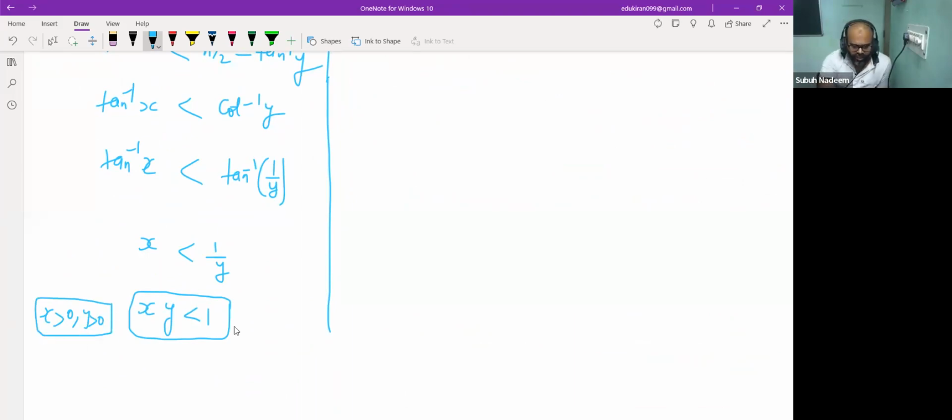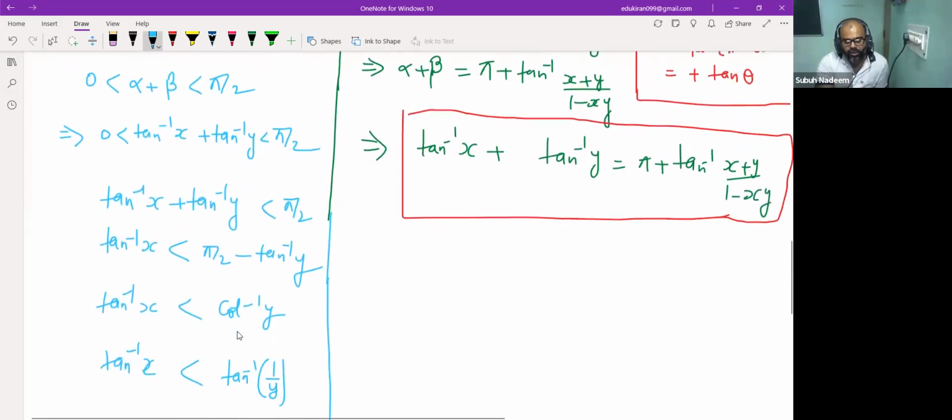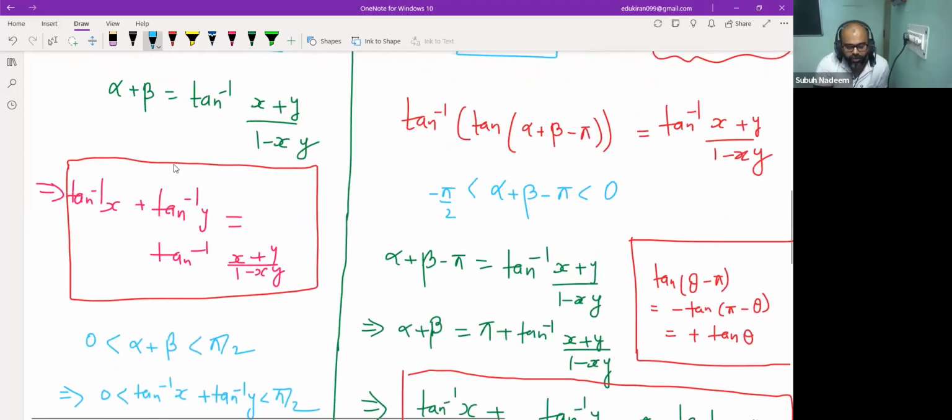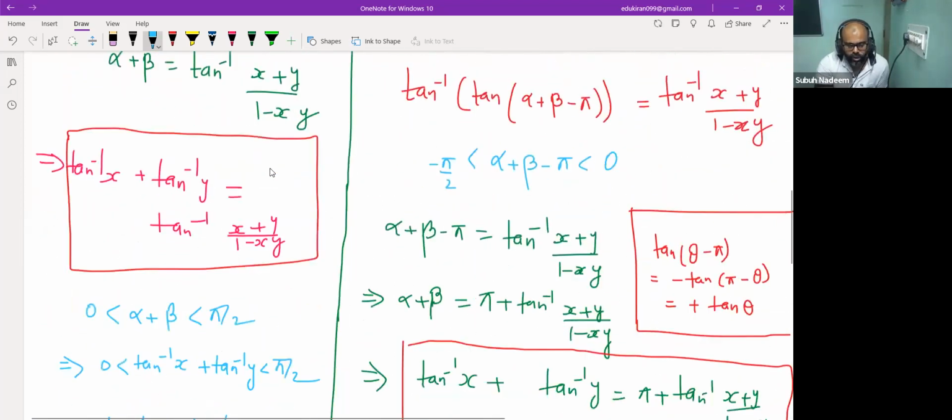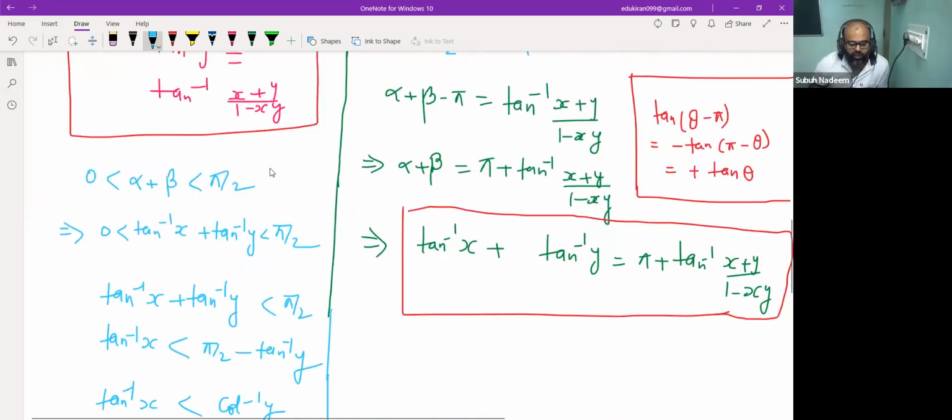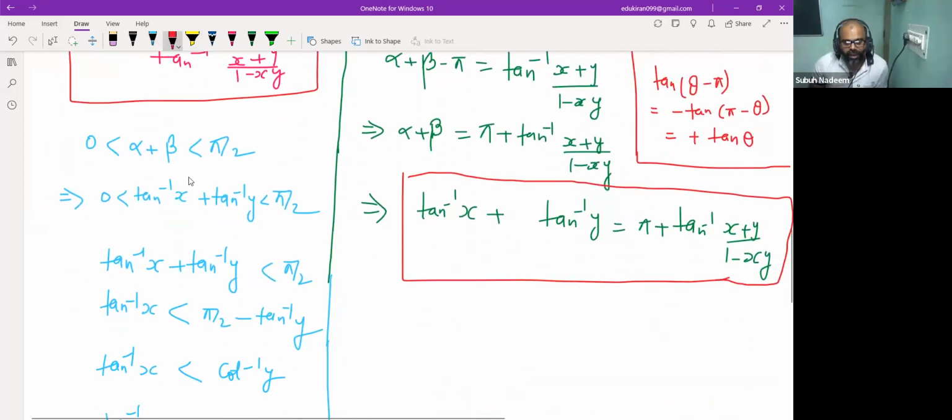Tan inverse x, tan inverse y. Can you just explain this part once more? Yeah. Actually, we took alpha plus beta between 0 to pi by 2, right? So now what is alpha and what is beta? Alpha is tan inverse of x and beta is tan inverse of y.